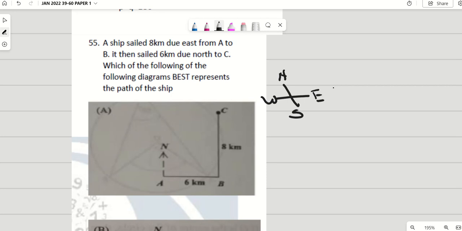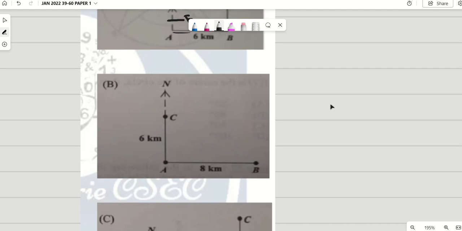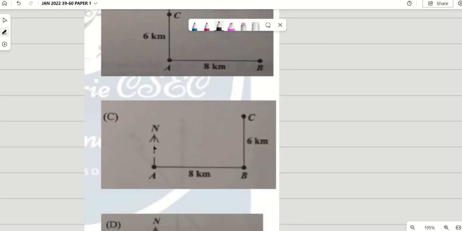Let's read this. A ship sailed 8 kilometers due east, so they're going east, right? From A to B, they have to go in an eastward direction, and then due north to C. So back up to C. For how many kilometers? The ship sailed 8 kilometers due east, so from A to B has to be 8. Right? So A to B is 8.